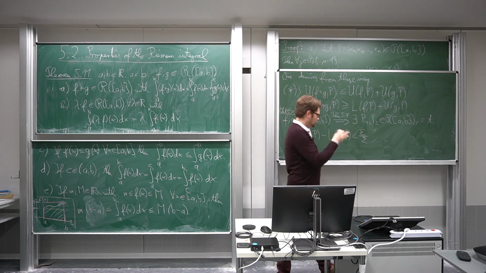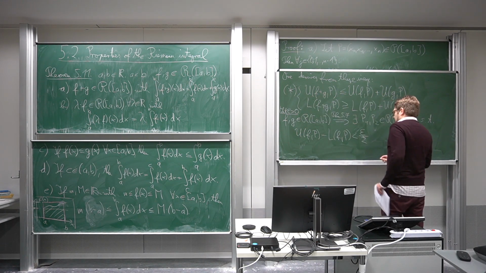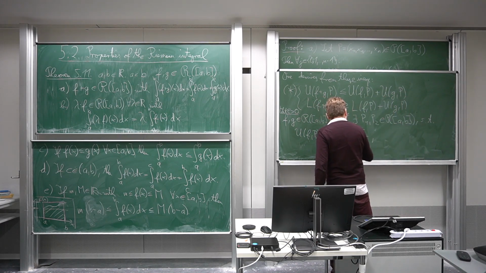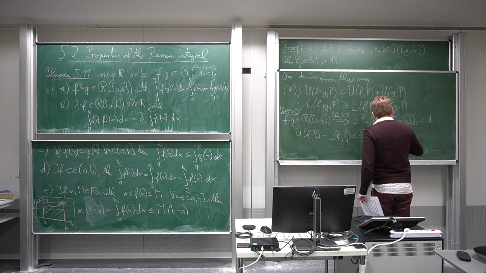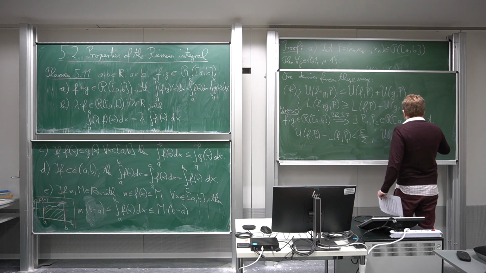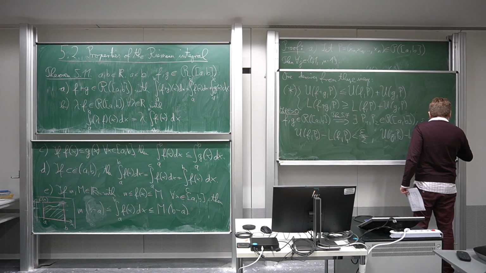Again, I will then do some computations where it nicely works out to have an epsilon in there. This is smaller than epsilon over 2. In the same way, we get some P2 such that the upper sum of g with respect to P2 minus the lower sum of g with respect to P2 is smaller than epsilon over 2.